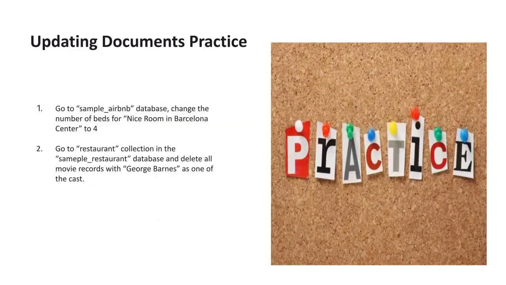Here comes another practice time. Using the same Airbnb database and listings and reviews collection, change the number of beds for the nice room in Barcelona Center to 4. If you want to challenge yourself further, you can go to the sample restaurant database, restaurants collection, and change the grade that restaurant Nordic Delicacies received in the year 2013 to B instead. You may pause the video now.